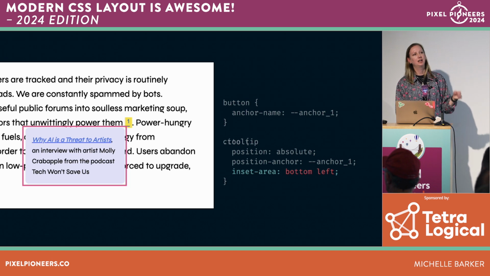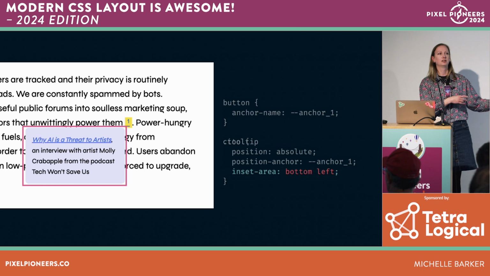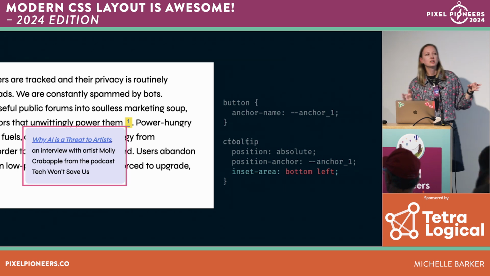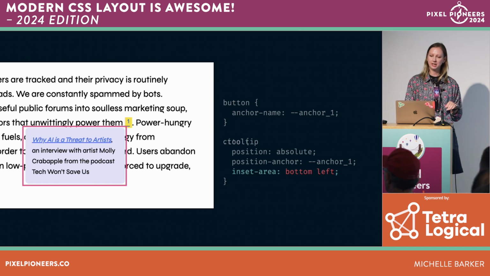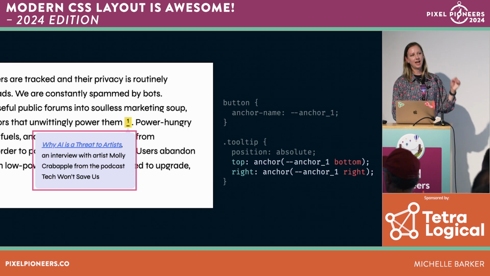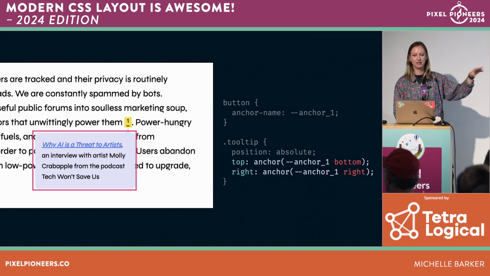And with inset-area, we have a limited number of options available to us for positioning. We can say position at the bottom left, bottom right, top left, center. But we don't have that much control if we want to really tweak the positioning. So instead, we could use this anchor function. So the anchor function is used within our positioning properties. So with the top and right properties here, it takes the anchor name. So we're anchoring it to anchor 1 here. And we're saying we want it to align to the bottom right of this anchor.